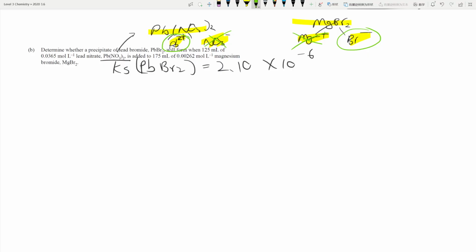And so the thing of interest that we need to know is how many Pb2+ ions there are, and we need to know how many Br- ions there are. And this is where we need to compare what we call the ionic product versus the solubility constant. Okay, now what's ionic product?